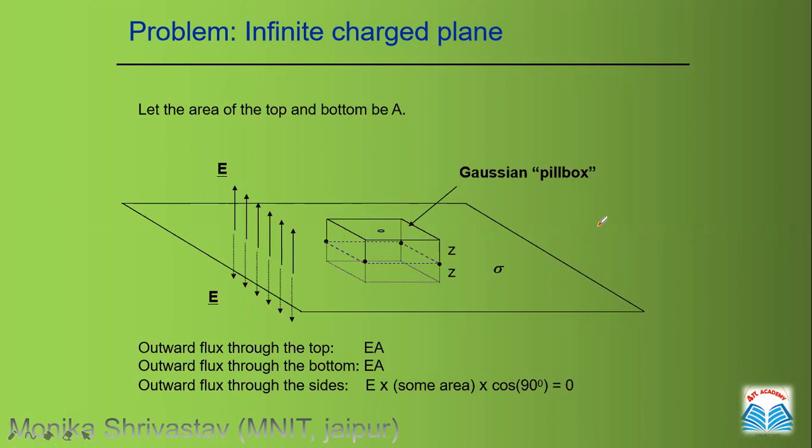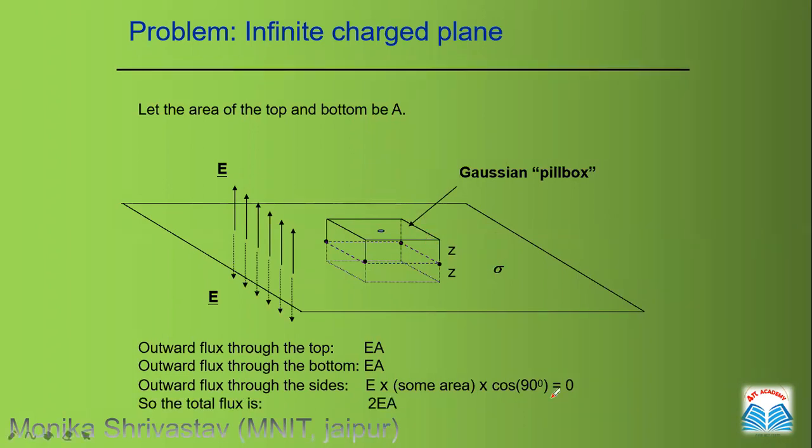So what is the angle? You can see that the electric field is upward and downward, and we have the side like this. So this and this will make an angle of 90 degrees. So obviously cos 90 is 0. So we are getting outward flux through the sides equal to 0.